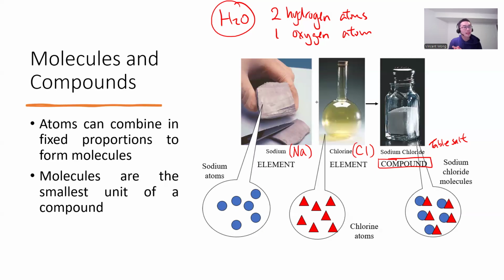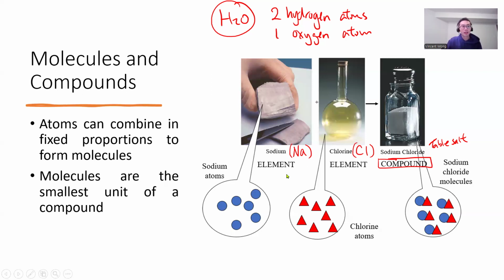So sodium and chlorine have a chemical bond, and after that, sodium chloride. This is a compound, and we can eat this one, but the element we cannot eat. In this case, this is maybe poisonous. That's right.